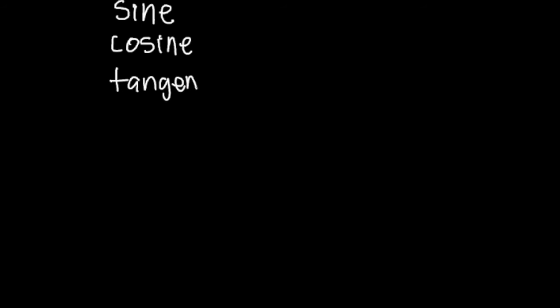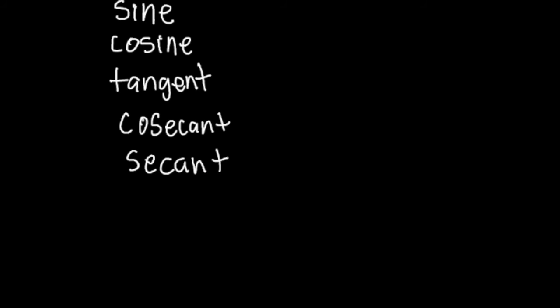In trigonometry, getting a little more advanced now, not really though. We already learned about sine, cosine, and tangent. These are the three basic ones, but there's three more ratios. So there is cosecant, secant, and cotangent.